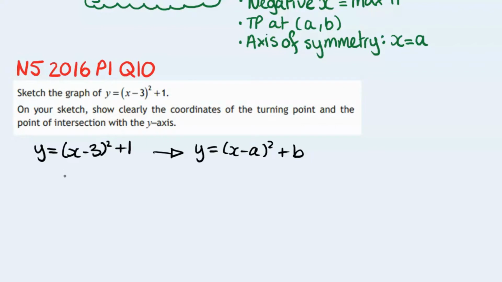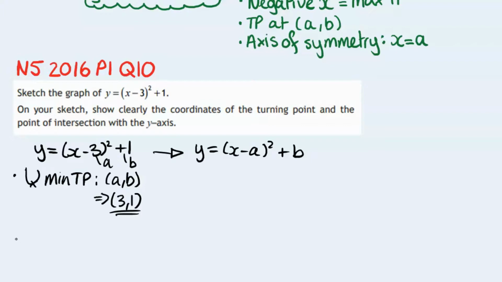So what can we easily identify when we look at this quadratic equation? I can immediately identify it's going to be a minimum turning point. Why is it a minimum turning point? Because the quadratic equation contains a positive x squared term. Now what are the coordinates of this minimum turning point? Well, it's simply going to be (a, b). So you want to label it like this: the number on the inside will be a, and the number on the outside will be b. So the coordinates for the turning point will be (3, 1).